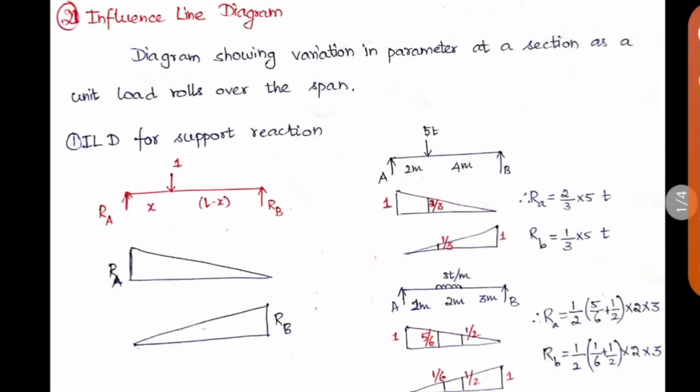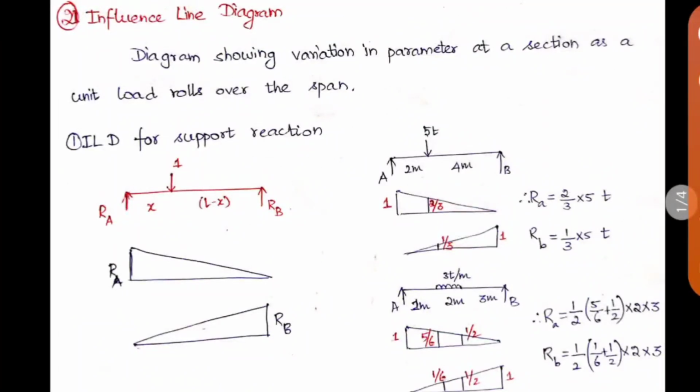So the unit load rolls over the span. The rolling loads we will also be seeing. Rolling load means wheel loads, and where the wheel load has to be placed for the maximum bending moment to occur, like that we will be studying. So various types are there. First we will be seeing the ILD for the support reaction. Support reaction means at the supports. If it is simply supported, it means at A and B, like that alone we will be studying.